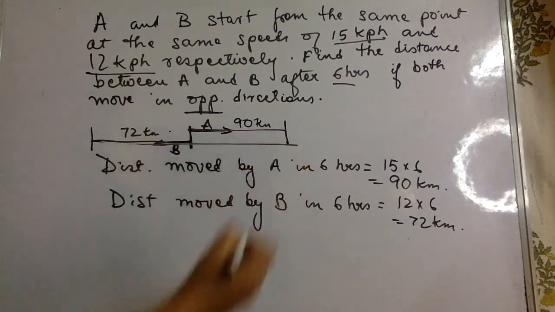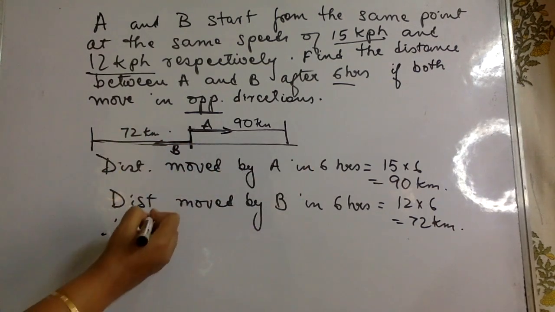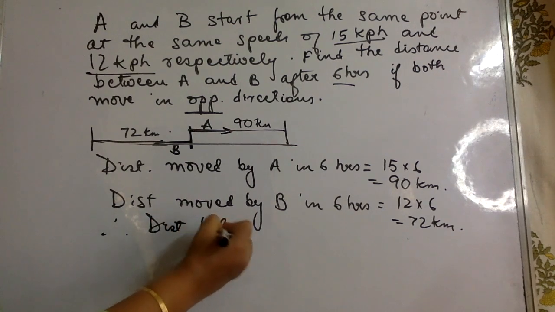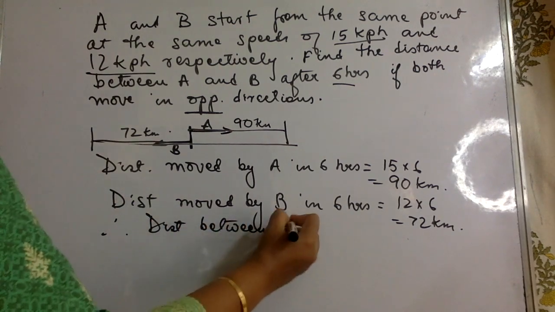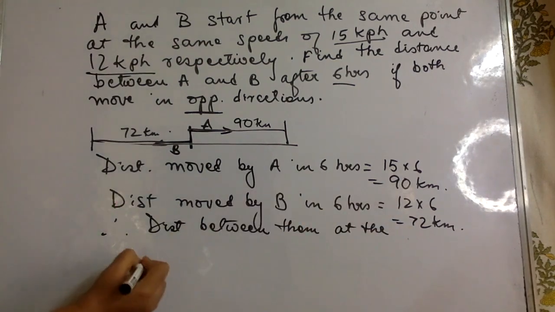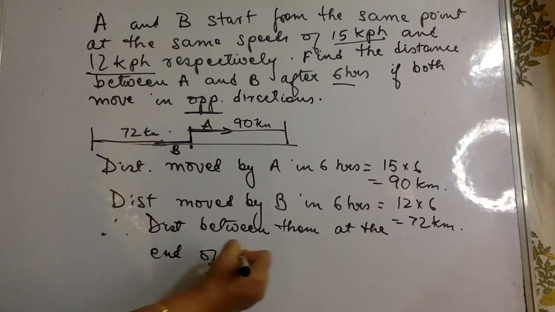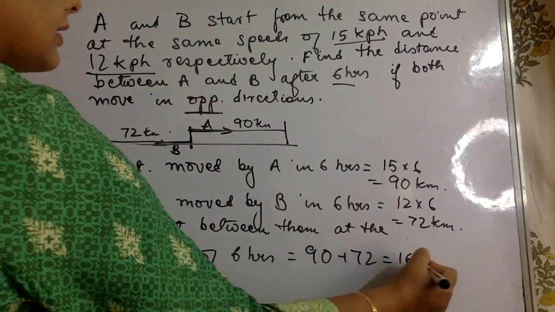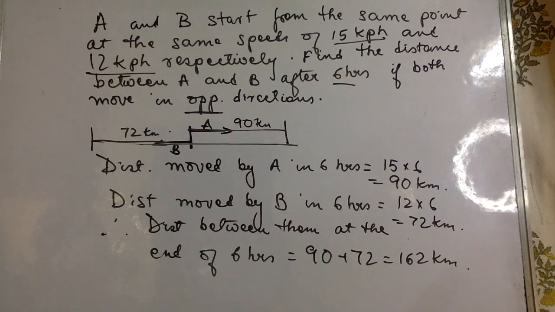So this distance is the sum. Therefore, at the end of 6 hours, the distance between them is equal to, this time you have to add, and that is this many kilometers. The reason I did this sum is because I wanted to show the difference between moving in the same direction and moving in the opposite direction.